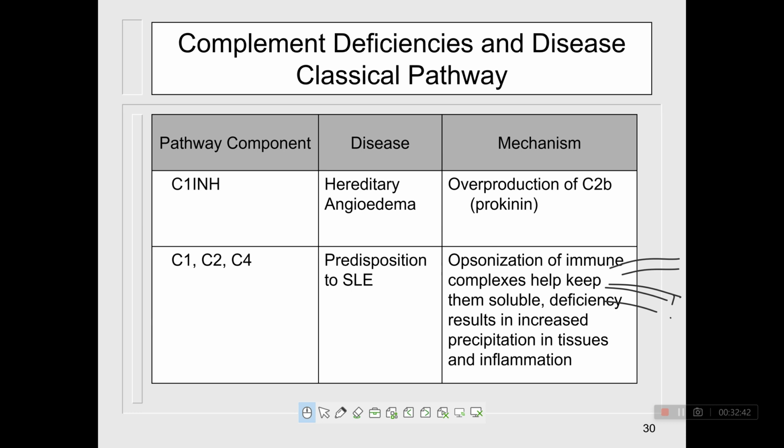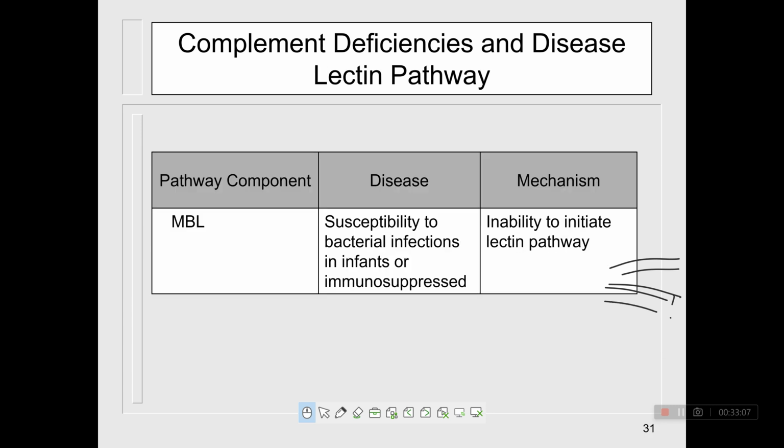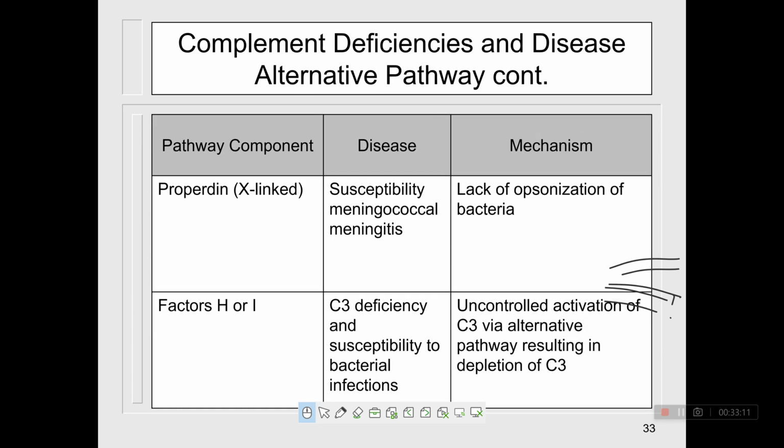Complement deficiency and disease, classical pathway. C1INH, C1, C2, C4. The disease is hereditary angioedema, predisposition to SLE. The mechanism is overproduction of C2b, and complement helps keep immune complexes soluble. Deficiency results in increased precipitation in tissue and inflammation. So these are all the deficiencies and diseases of the complement system in the alternative pathway, classical pathway, and lectin binding pathway. Clear?